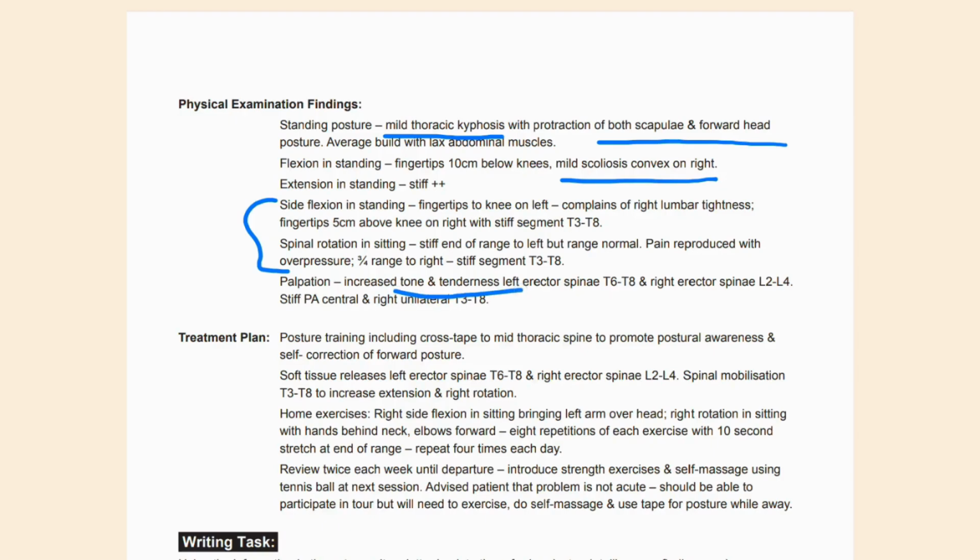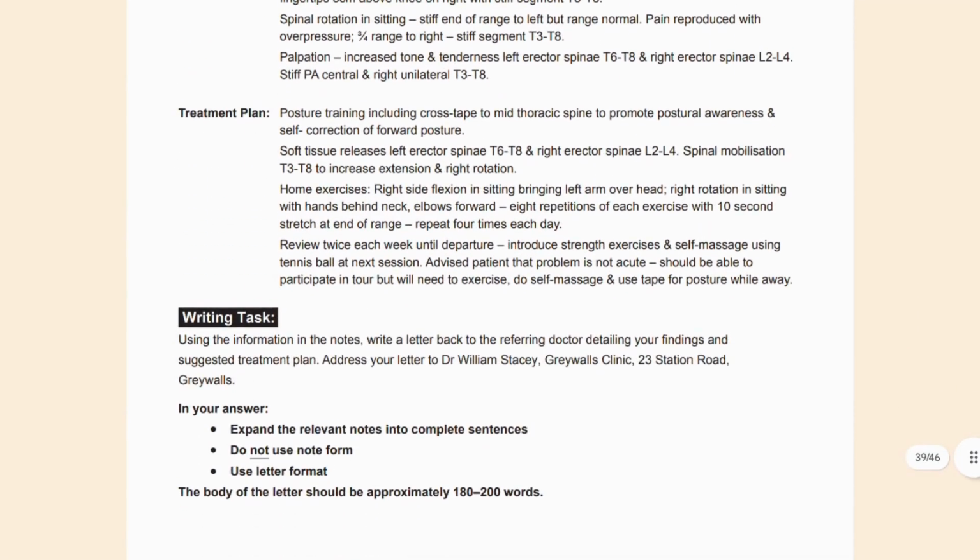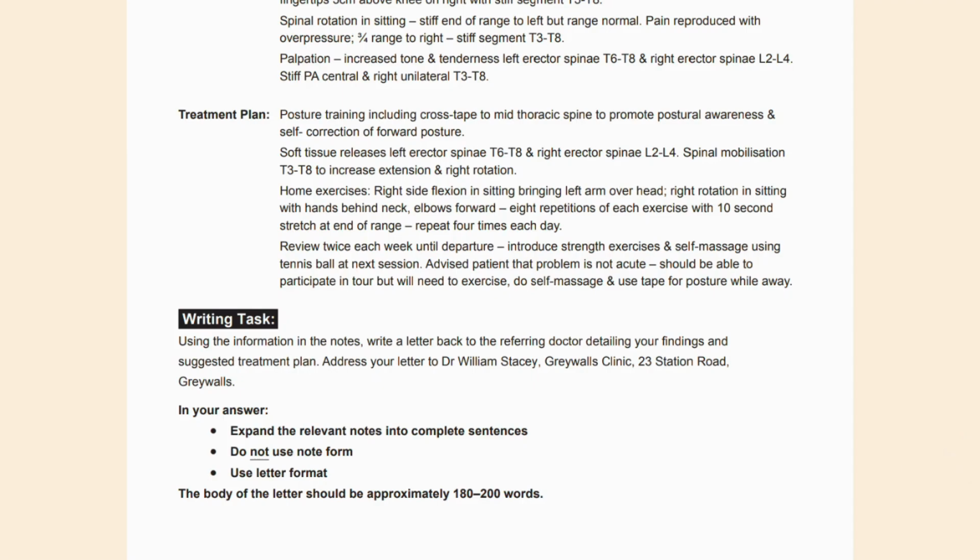And in the palpation, increased tone and tenderness, left erector spinae T6 to T8. Yes, regarding the tone and tenderness, related to the pain, we can include all these things. So that's about the physical examination findings.